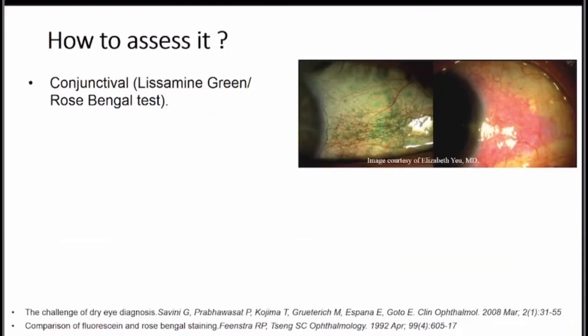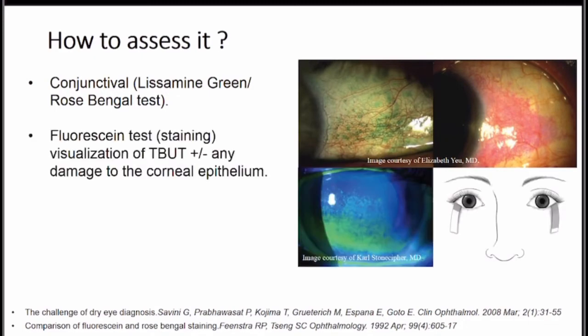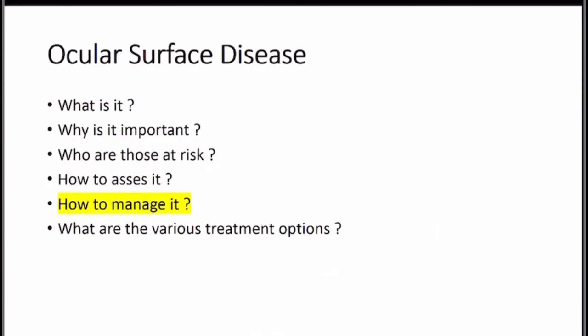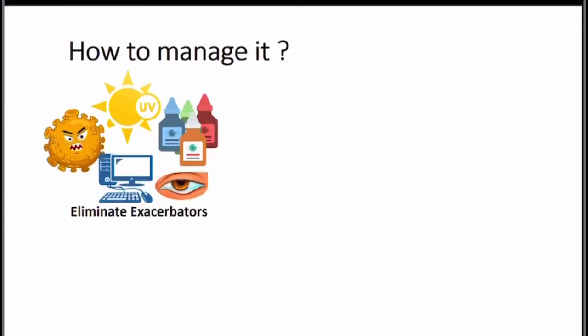So how do we assess this? We all know there are different dyes. We can use lissamine green, rose bengal, fluorescein staining, and the Schirmer's test, and the patient can fill out the ocular surface disease index while waiting outside the clinic. But how do we manage this? And this is the most important question of this talk today.